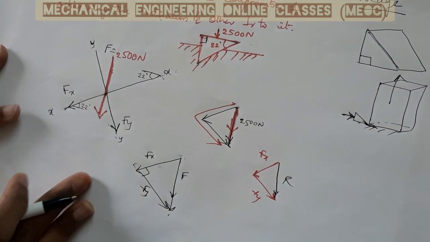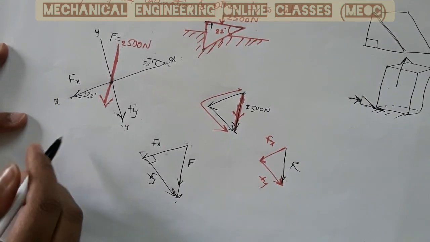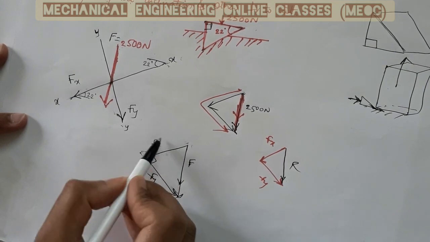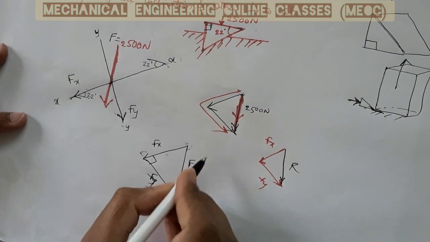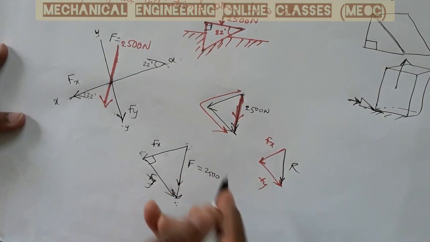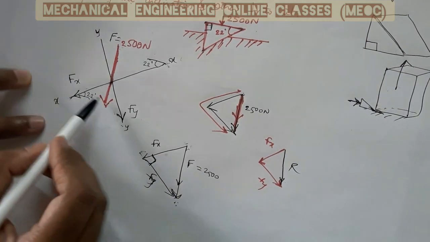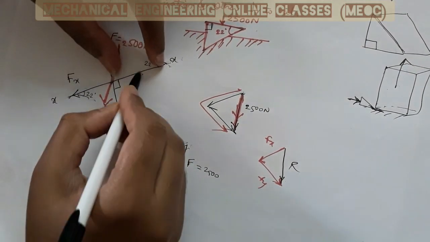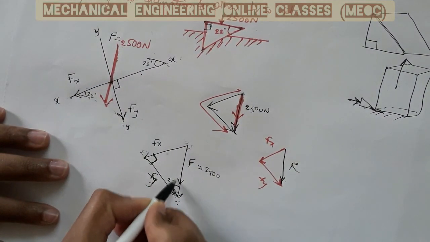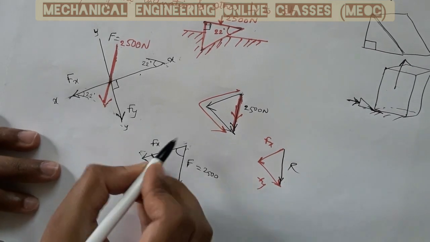Now we can apply the sine rule, because this is a triangle. I am drawing, for example, this Fx. Let this length be Fx only, let this length be Fy only. This is F, whose magnitude is known to us. We know the internal angles. This is 90, because this is 22. If this comes over here, this is our vertical, so this will be our 22 degree. So this is 180 minus of 90 plus 22. It will be 90 minus 22, which will be 68 degree.